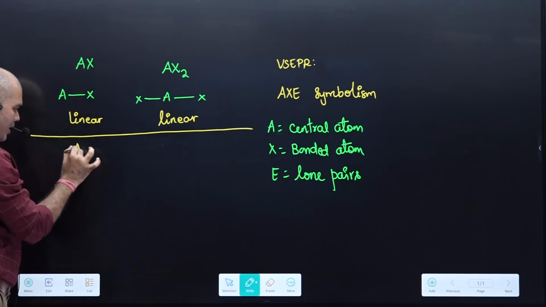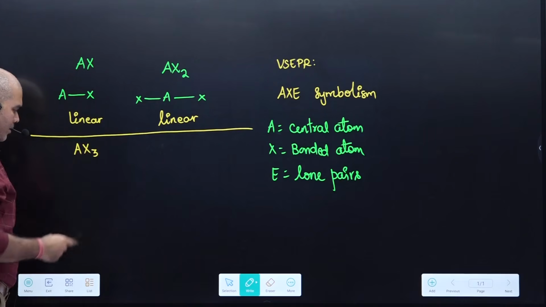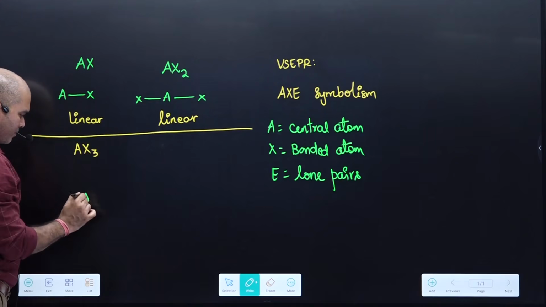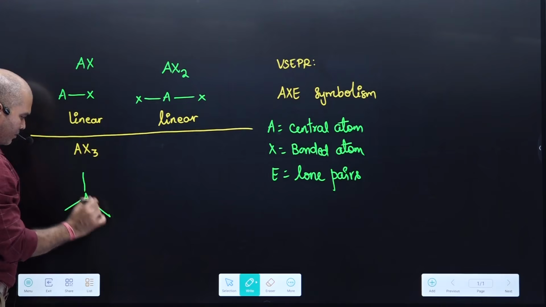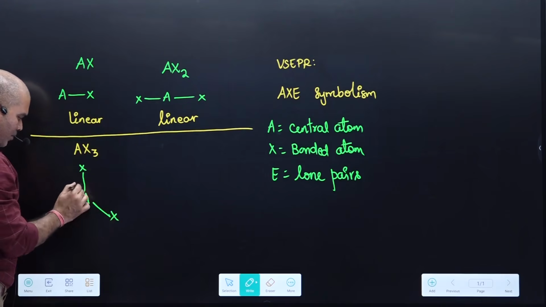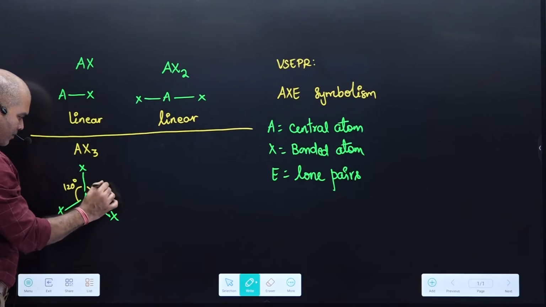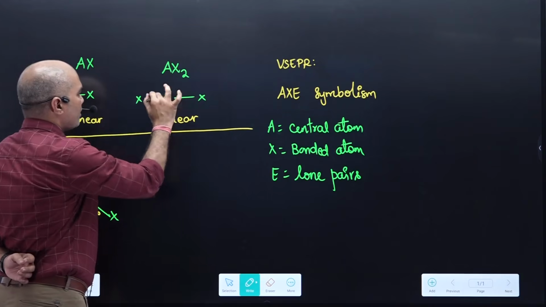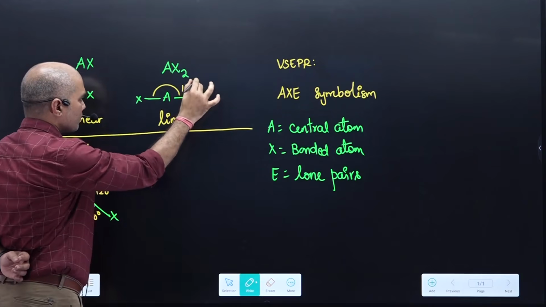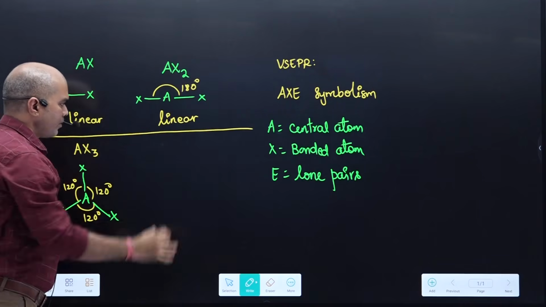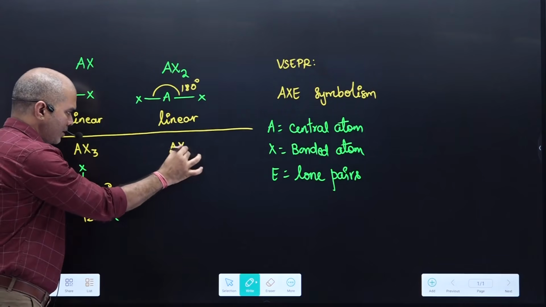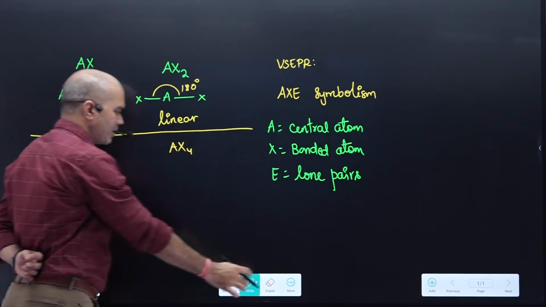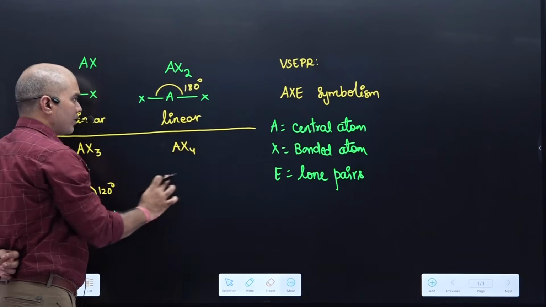Next, if I take AX3, this bond angle will be 120 degree. Anywhere it is 120 degree. This is 180 degree. When it comes to tetrahedral, this is very important for you. Tetrahedral, I'll draw it separately.